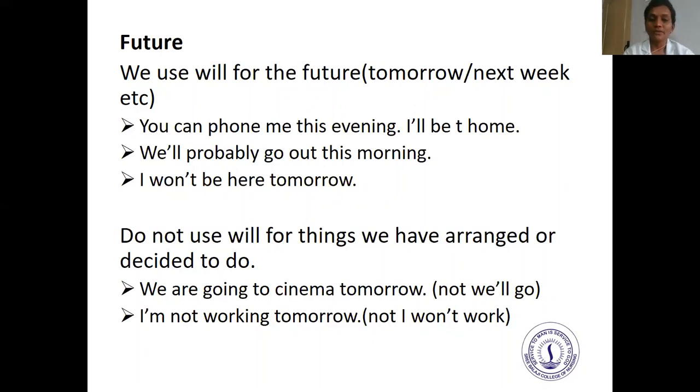Do not use will for things we have arranged or decided to do. For example, we are going to the cinema tomorrow. We are going to the cinema tomorrow is the correct form. You should not say we will go to the cinema tomorrow because it is arranged or decided. So in that case, you should not use will. I'm not working tomorrow. You have decided not to work tomorrow, so you should say, I'm not working tomorrow. It is not, I won't work tomorrow.